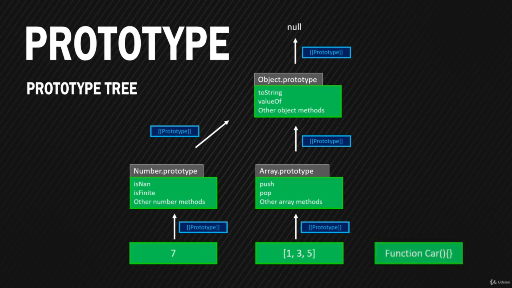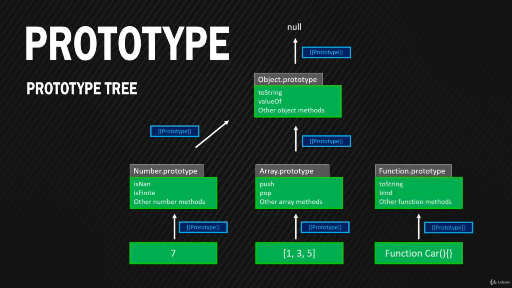And let's look at a function. We defined function car earlier. What's its __proto__ going to be? Yep, it's going to be the Function prototype. And again, we've got methods such as bind, call, toString, and a whole bunch of others. And its __proto__ is going to be the Object prototype.